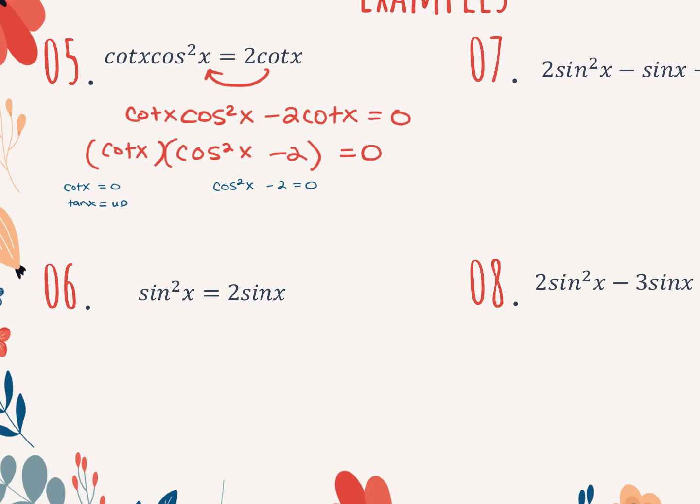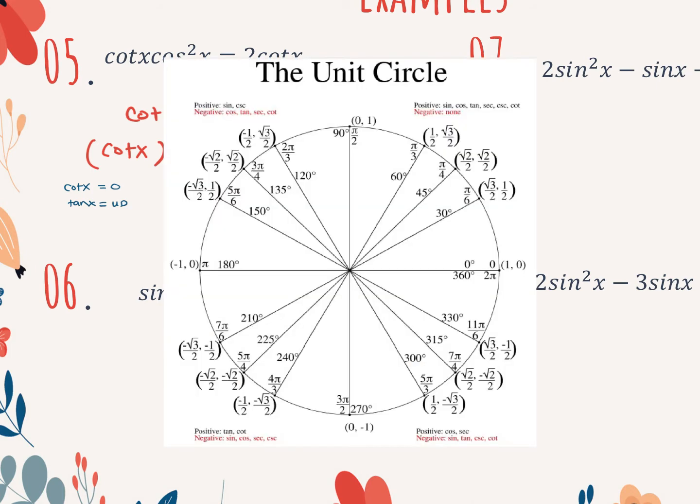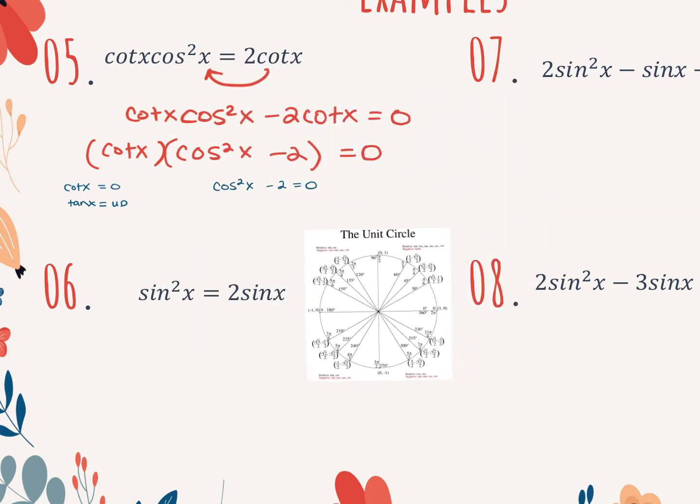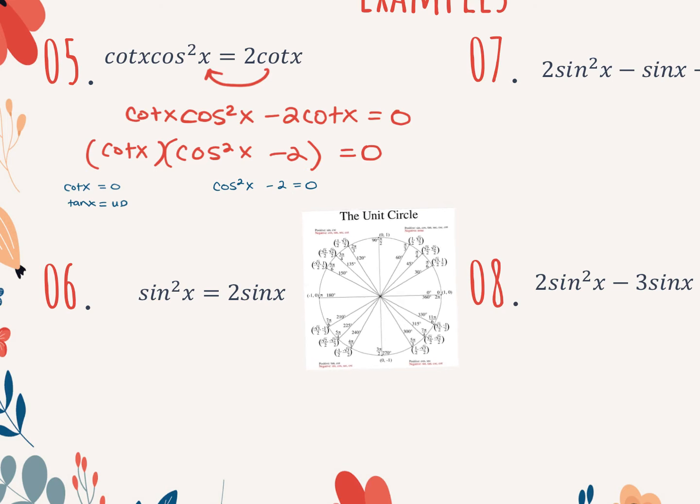90 and 270. So if I do 90 and 270 plus n pi, 90 plus n pi is my 270. So I only need the top angle. So I would say this angle up here, which is pi over 2 plus n pi.